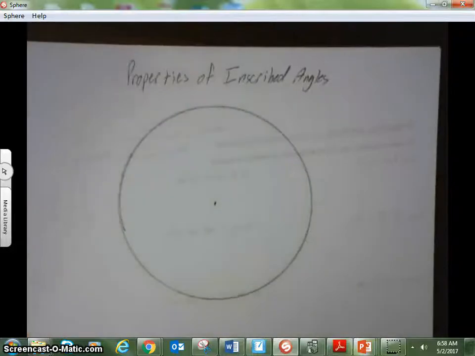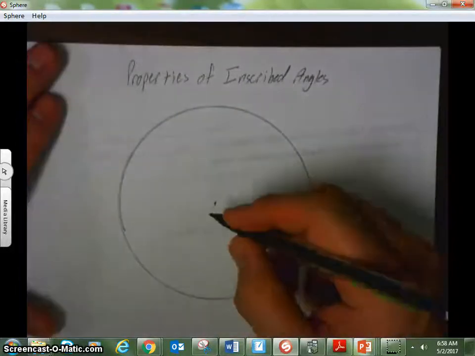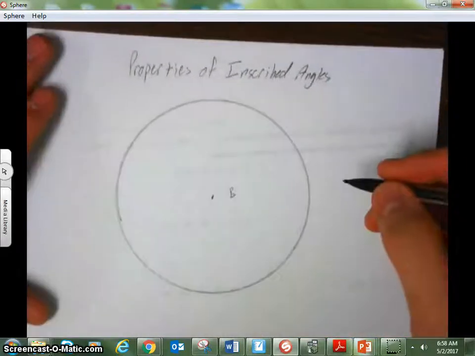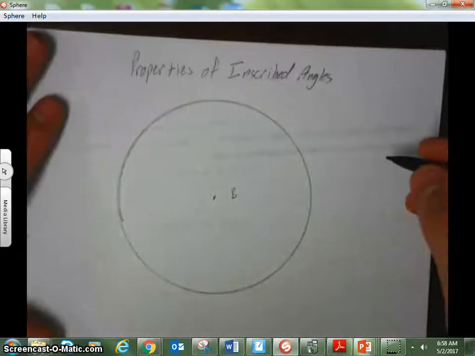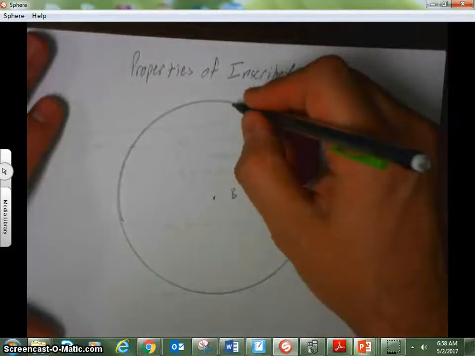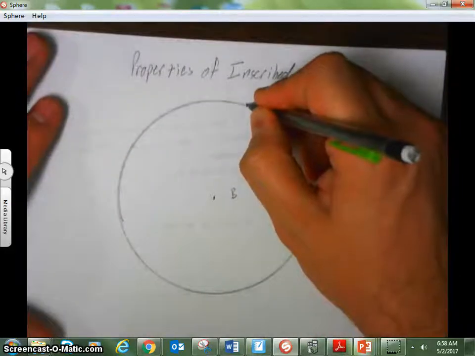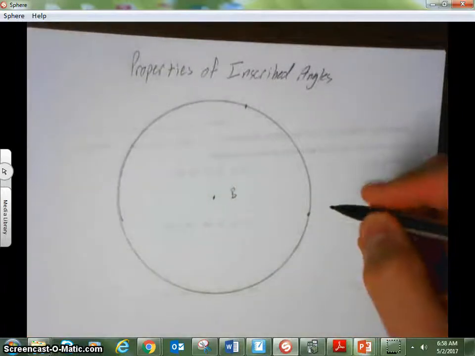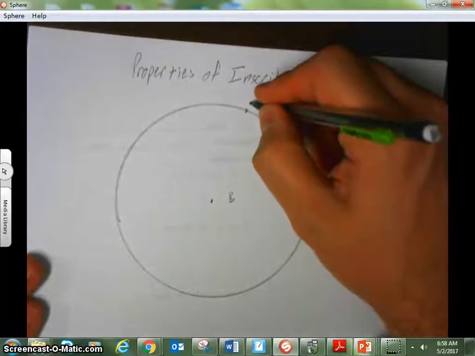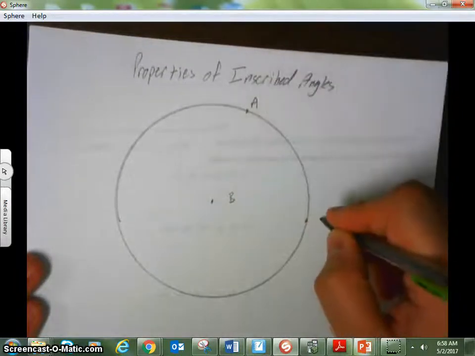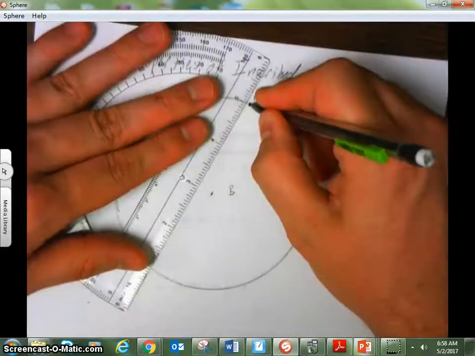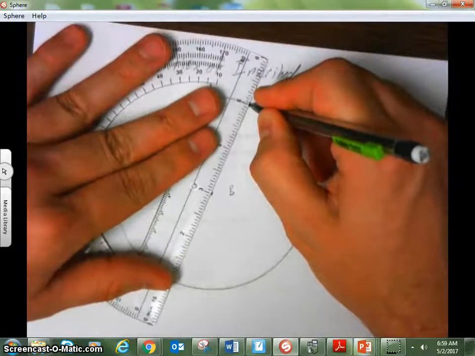So here we have a circle, and I'm going to go ahead and call this circle B, just to give it some kind of label here. What I'm going to do is pick two other points on the circle that I will label A and C, and we're going to draw in the central angle ABC.